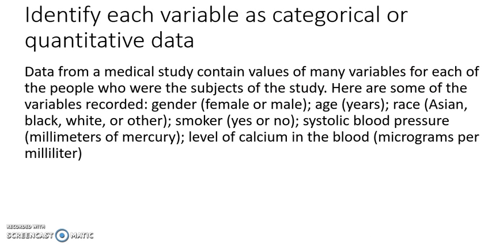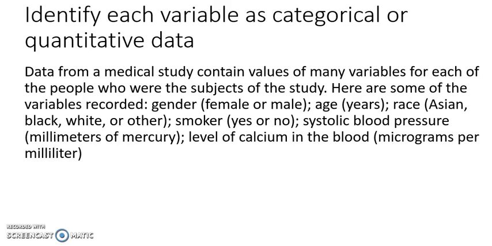Let's look at a few problems where you'll practice identifying categorical data or quantitative data. Let's look at this example. It says data from a medical study contain values of many variables for each of the people who were the subjects of the study. Here are some of the variables recorded: gender, female or male; age, years; race, Asian, black, white, or other; smoker, yes or no; systolic blood pressure, millimeters of mercury; level of calcium in the blood, micrograms per milliliter. Let's look at the first one, gender, female or male.